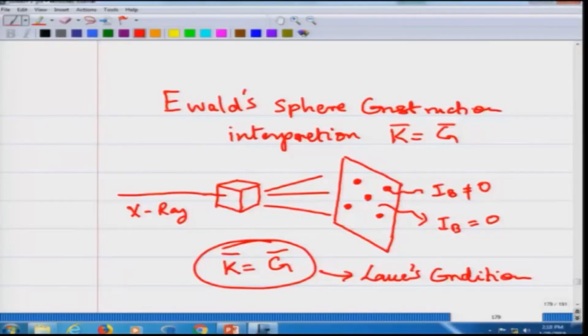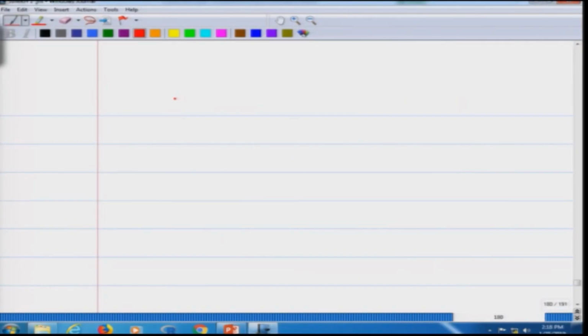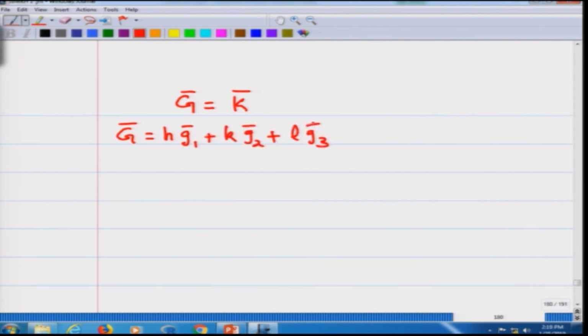Now, let us look at the condition, the Laue's condition G is equal to K a little bit more closely. Without getting into the derivations, I would like to state a result for you. So, you know that you have a reciprocal lattice which can be constructed with this h G1 plus k G2 plus l G3.